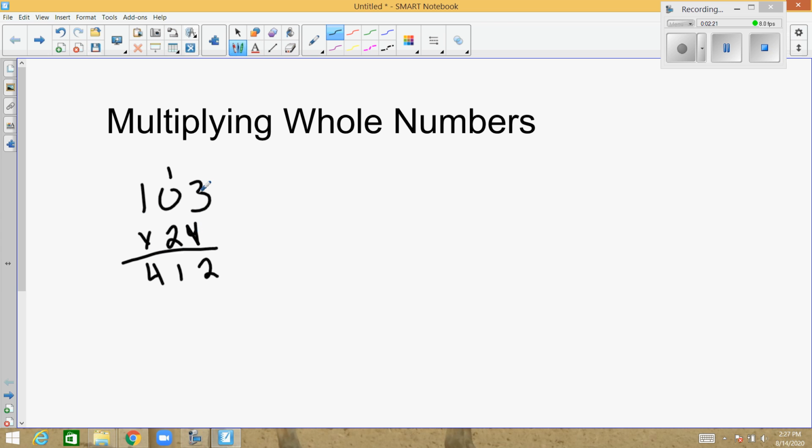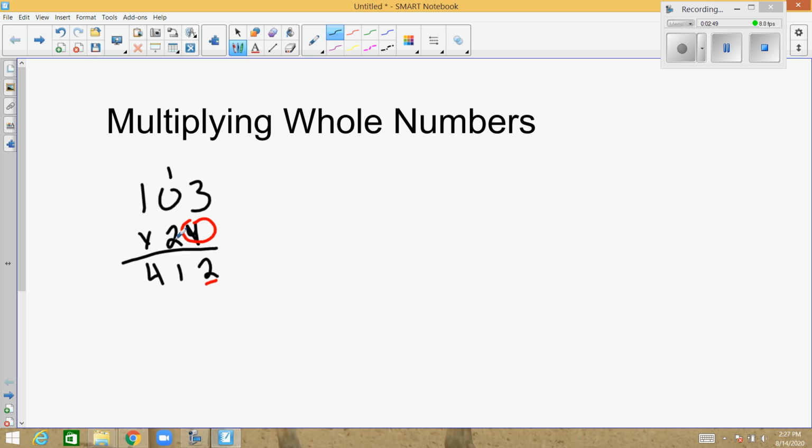Now, you notice everything lines up with my ones place down here. This is the most important part right here. This guy is my ones place. This number lined up with my ones place. Now I go over here to my tens place. Yes, this is my tens place. And yes, I will multiply 2 groups of this 103. So I have 2 groups of 103, but really I don't.